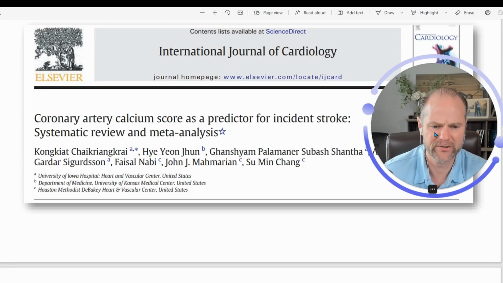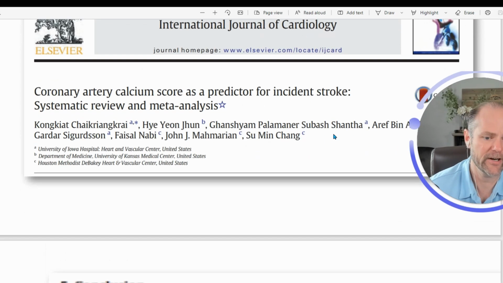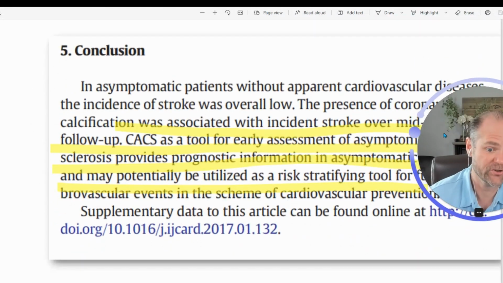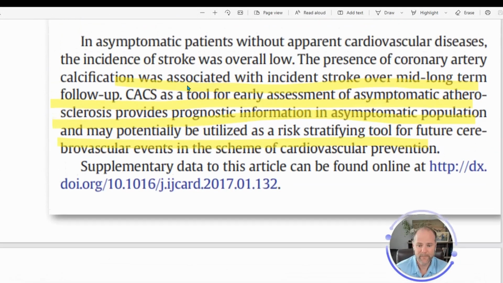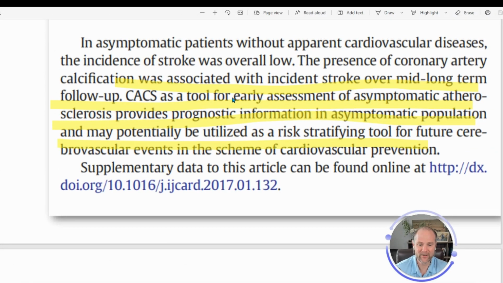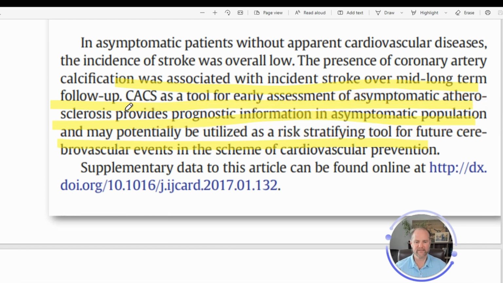Now, these are some research articles on this. I just think they're good research articles. So coronary artery calcium score, is it a predictor of cardiovascular and stroke? And it actually turns out that it actually is. So here, this tool is for early assessment of asymptomatic atherosclerosis, provided prognostic information in asymptomatic population. So what is this telling you?